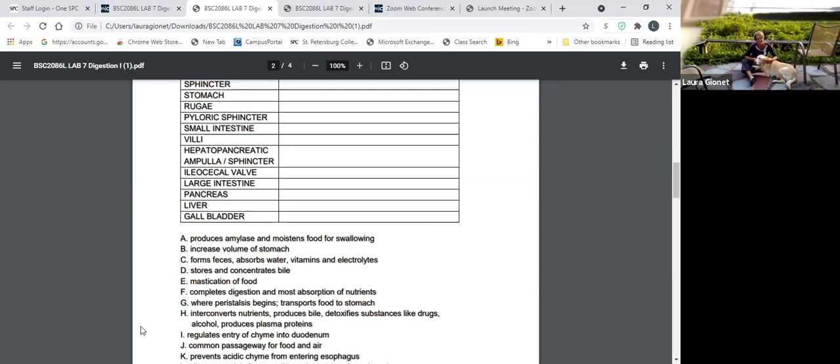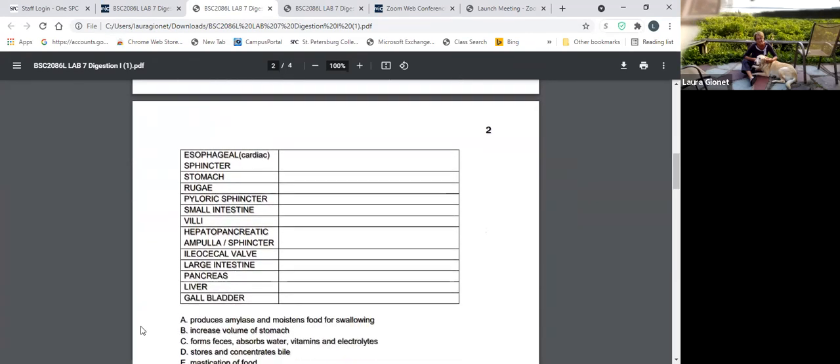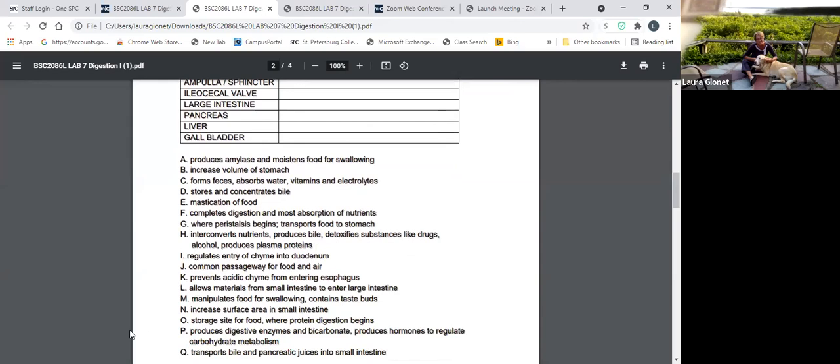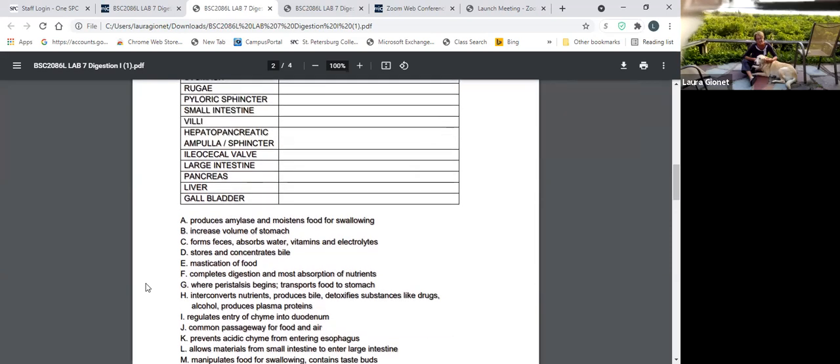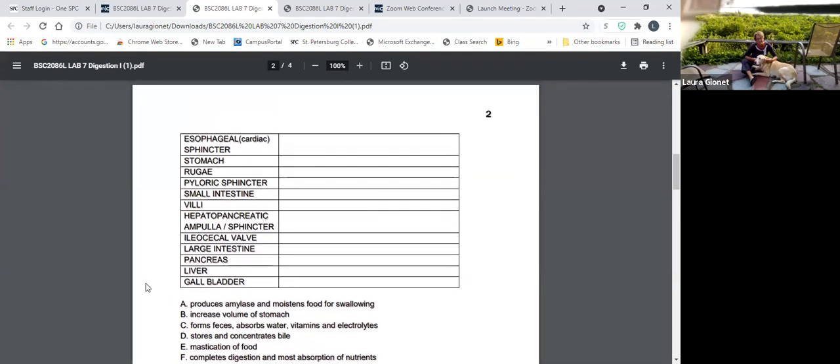J, common pathway for food and air. That would be the pharynx, like we said, the throat area, where food and air pass. That's the oropharynx and the laryngopharynx. So I believe that's up here on the top part. K, prevents chyme from entering the esophagus. That would be the cardiac sphincter, the term we used here, esophageal or cardiac sphincter.